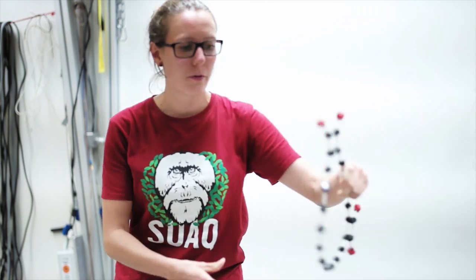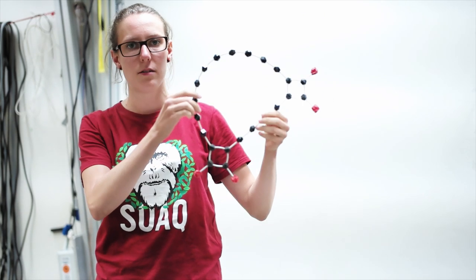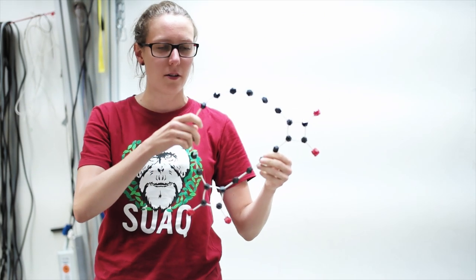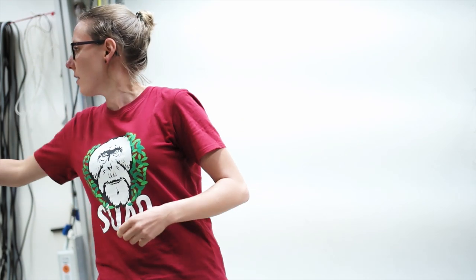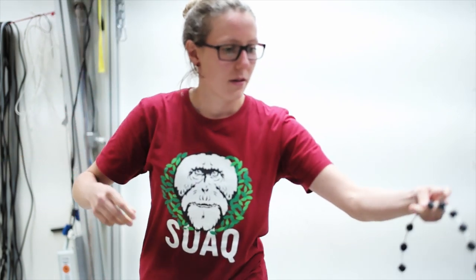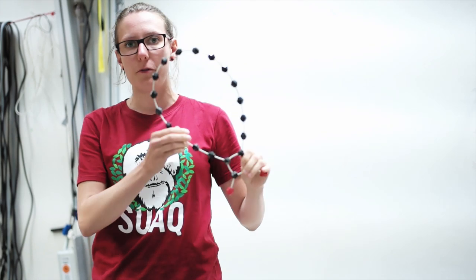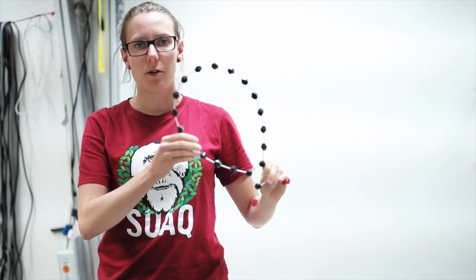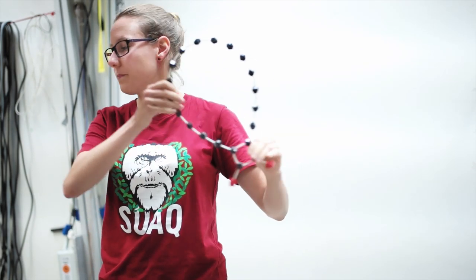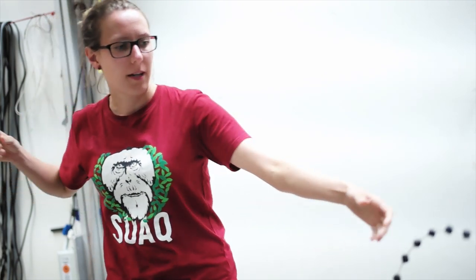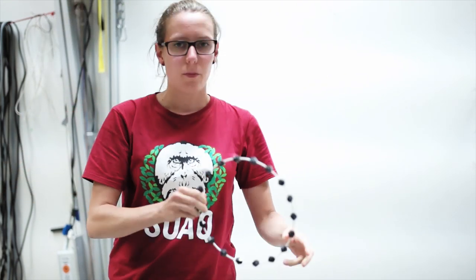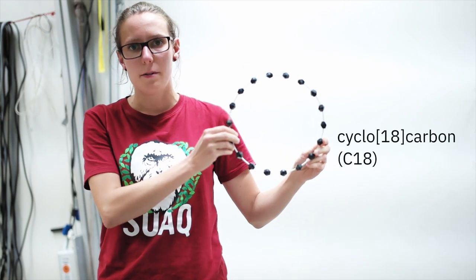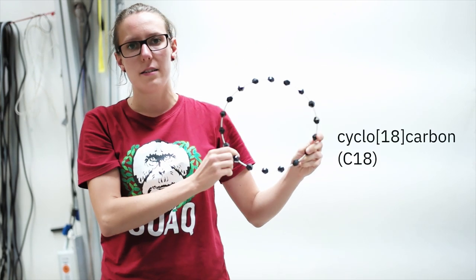And by applying voltage pulses in the microscope, we first removed the first two carbon monoxide molecules to form this intermediate. And we were also able to remove four of the CO masking groups to form that intermediate. And eventually, by applying voltage pulses again, we were able to form cyclocarbon consisting of 18 carbon atoms.